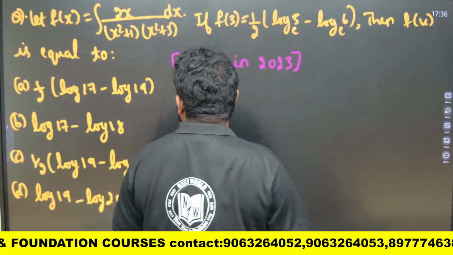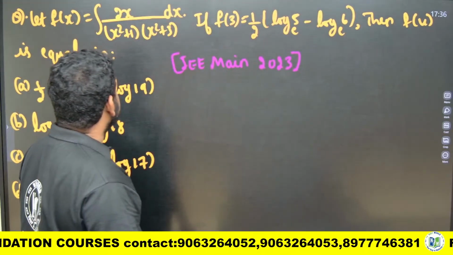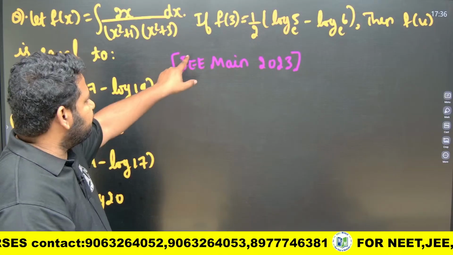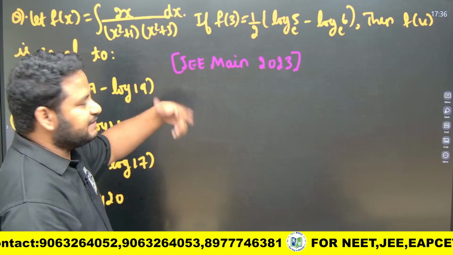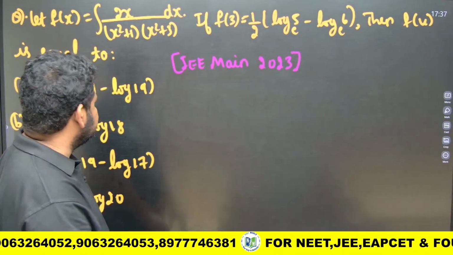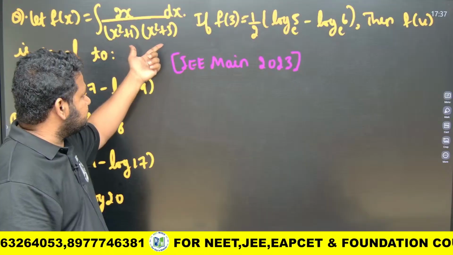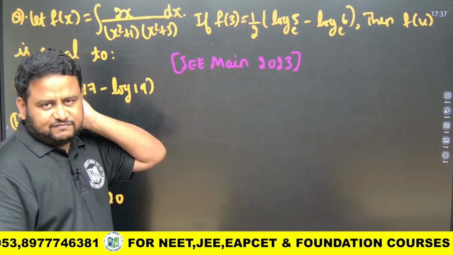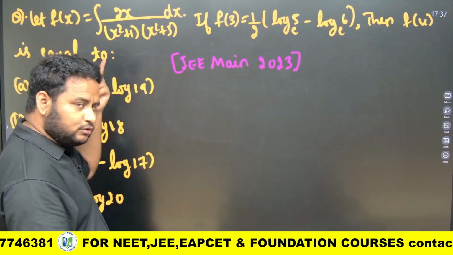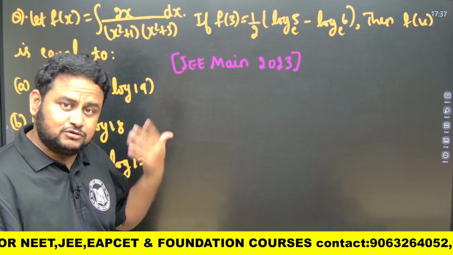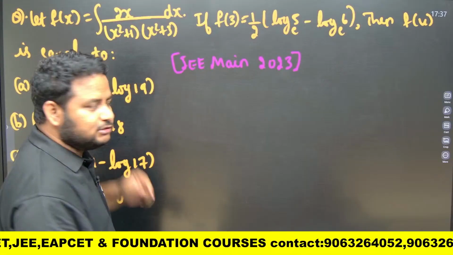So, here the question that they have given is integral of 2x by (x square plus 1)(x square plus 3) dx. If f of 3 is equal to 1 by 2, then f of 4 is equal to what? This is actually of quadratic form. But just because I am learning partial fraction doesn't mean that I have to use partial fraction everywhere. Here, I can use simple substitution, right?